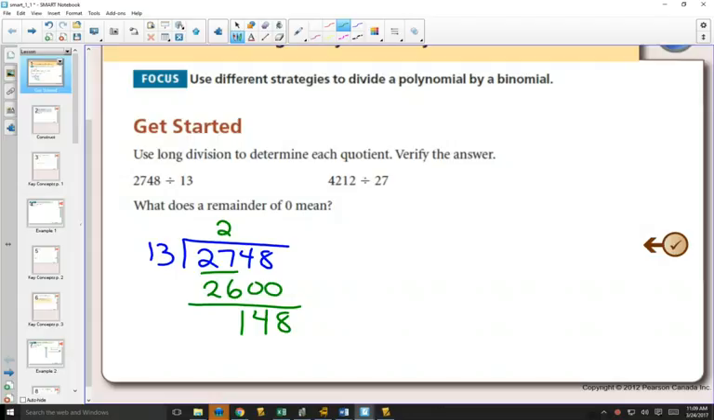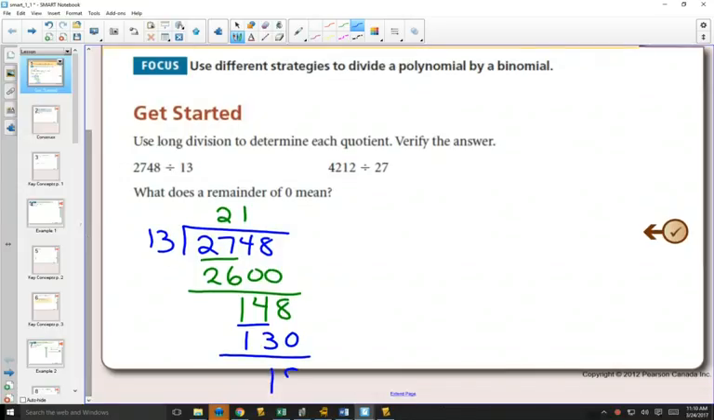Now we look at the 148. Can 13 divide 1? No. But if we look at the first two numbers, how many 13s are there in 14? 1. You're going to write it over the 10 spot now, so it's 10 times 13, which is 130. Some people don't write the zeros, and that's fine, but that's basically what's happening. When you subtract 10 times 13, you're still left with 18.